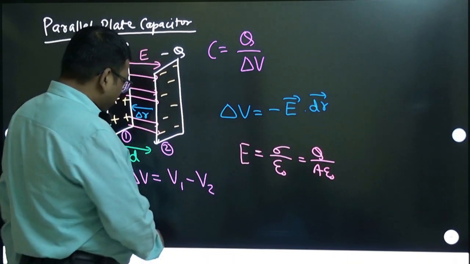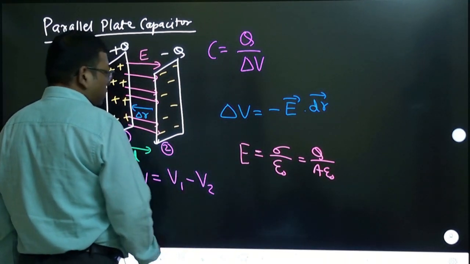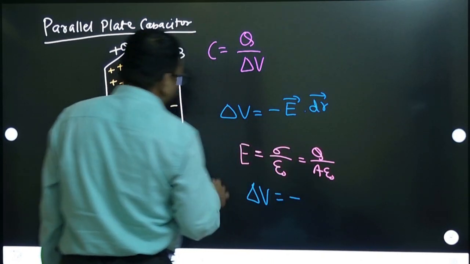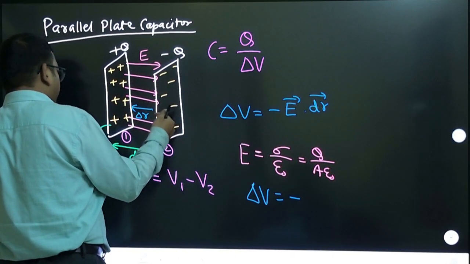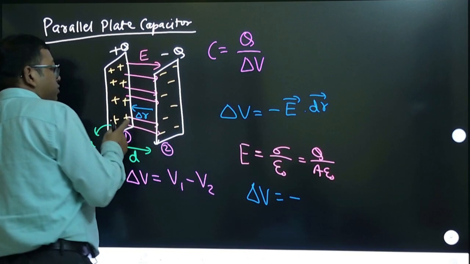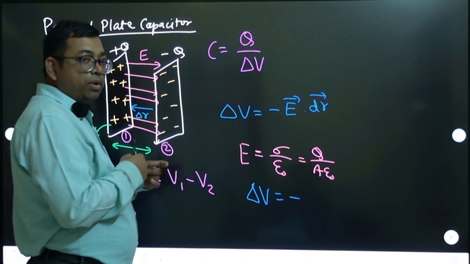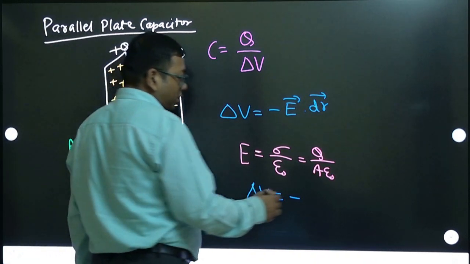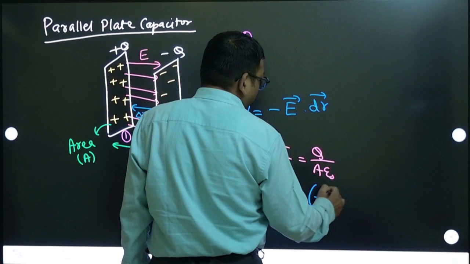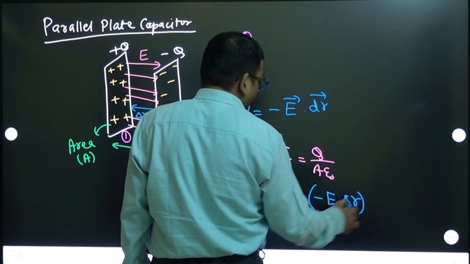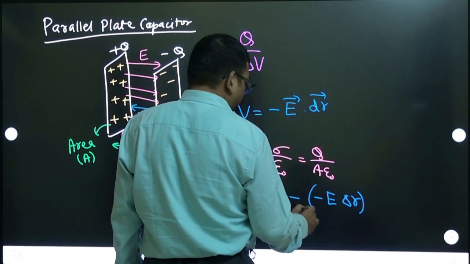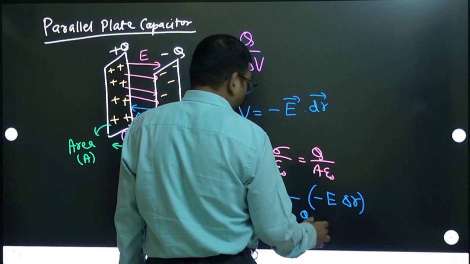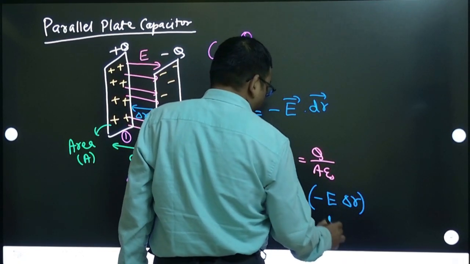Now let us apply this in the formula for delta V. So delta V here is equal to minus E dot delta r, where the electric field is in this direction and delta r is in this direction. So you are going opposite, and the dot product will give minus 1 itself. So there will be minus E delta r. Minus 1 is plus, electric field is Q by A epsilon naught, and delta r is the distance d. So this is delta V.